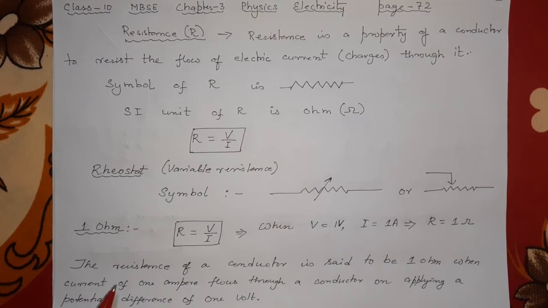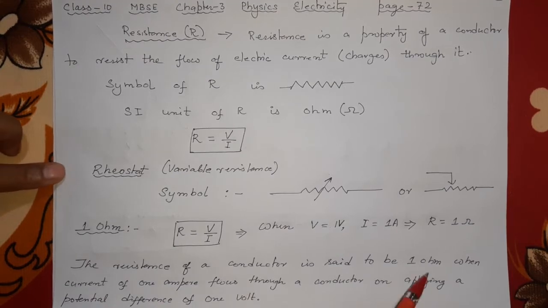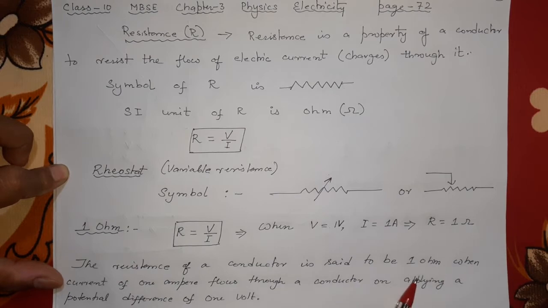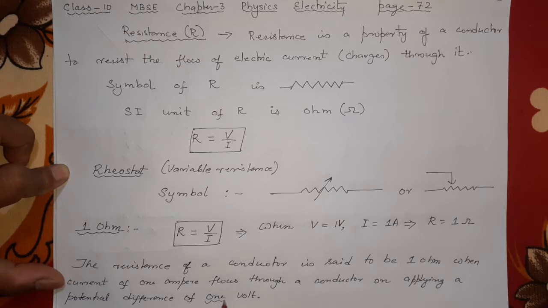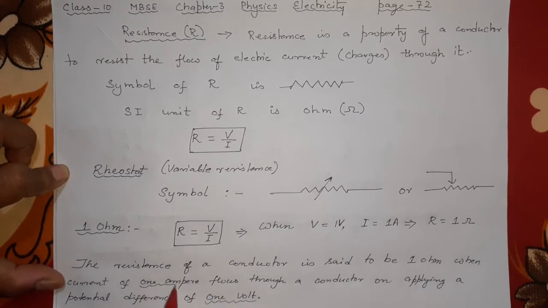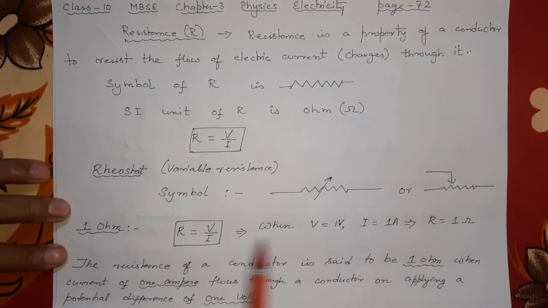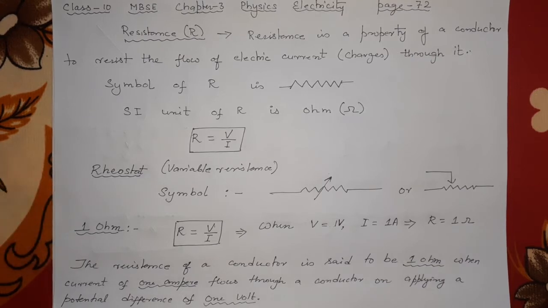You look here. The resistance of a conductor is said to be 1 ohm when a current of 1 ampere flows through a conductor on applying a potential difference of 1 volt. What is important is this 1 volt; this 1 ampere will make 1 ohm. Mathematically it is very easy. When this is 1, this is 1, this will be 1, and write that in words. Understanding and writing. So this is about resistance.